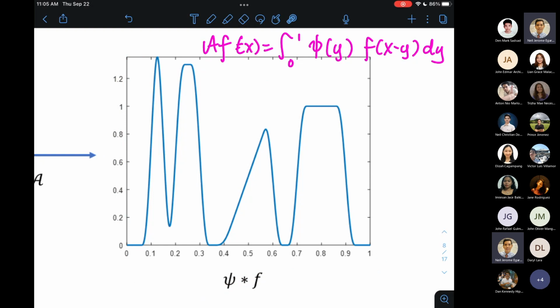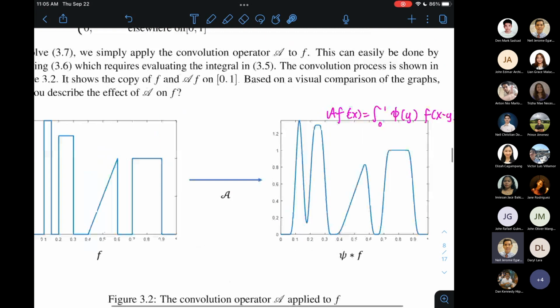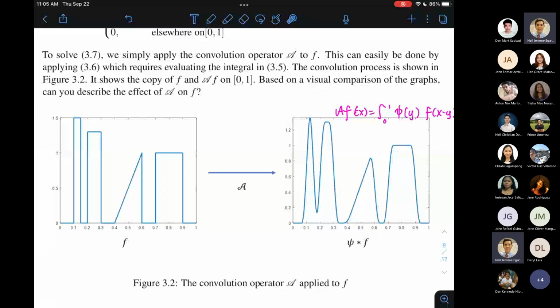And what you can notice here, anong ginawa nung convolution operator? Any observation? Ano yung nangyari after the convolution? At least visually. What can you say about the convolution? Ano yung striking effect ng convolution from dun sa function f? Anyone?